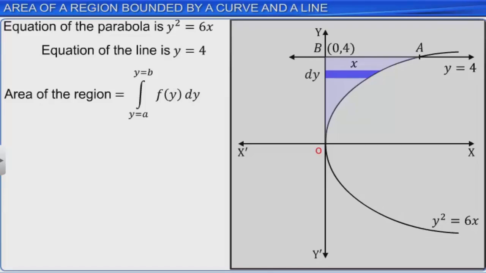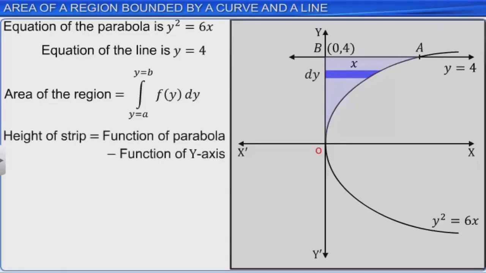Observe that the strip extends from the y-axis to the parabola. So the height of the strip is equal to the function of the parabola minus the function of the y-axis. This is equal to y²/6 minus x. However, x = 0 on the y-axis. Therefore, f(y) = y²/6.